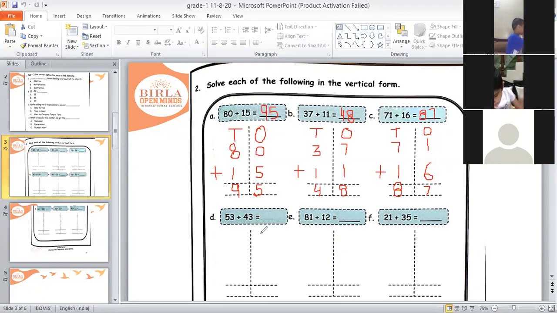Okay, very good. So we will arrange these two numbers in ones and tens columns. So we will write this 5 in tens column and 3 in ones column. Right. And your next number is 43. So we will write that 4 in tens column, and then we will write that 3 in ones column.